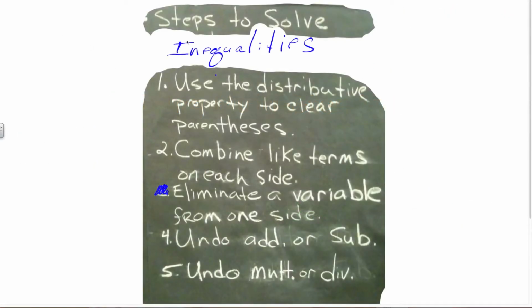Here we have the steps to solve inequalities. You may recognize this if you've read my blog, but if not, this is a piece of art of the steps I had on some paper in my classroom when we were solving equations. The steps to solve equations are the same as the steps to solve inequalities. The first step is to use the distributive property to clear parentheses. The second step is to combine like terms on each side.